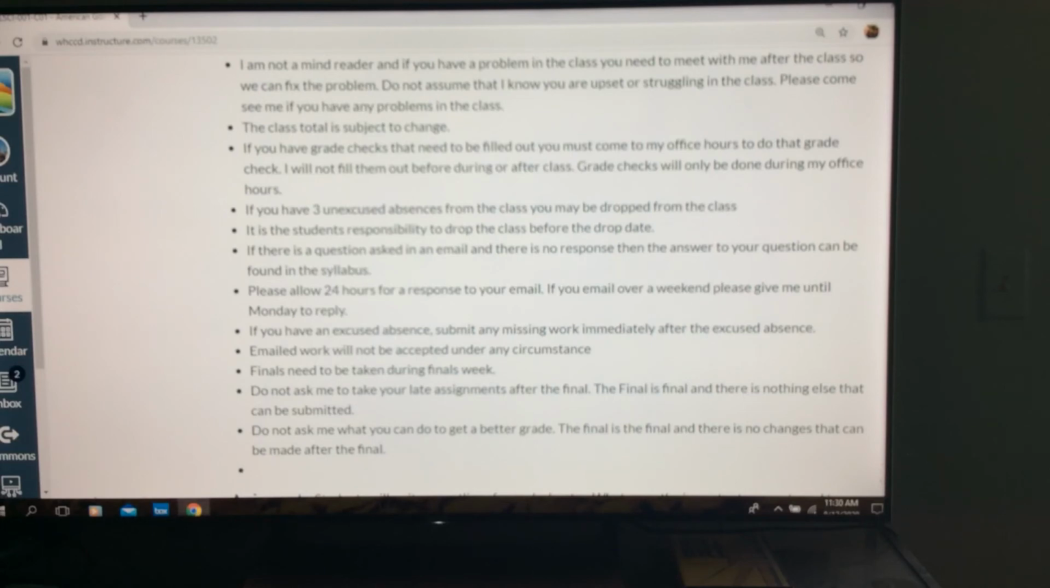Do not ask me what you can do to get a better grade. The final is the final. That goes to the same point. Just don't ask. If you're a good student, you take care of business, I might bump you up, just depending on how close you are.